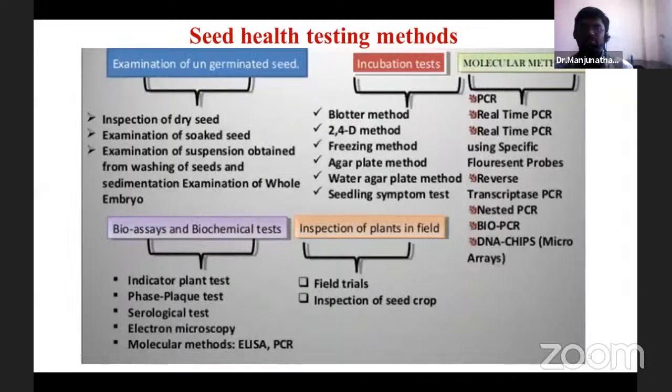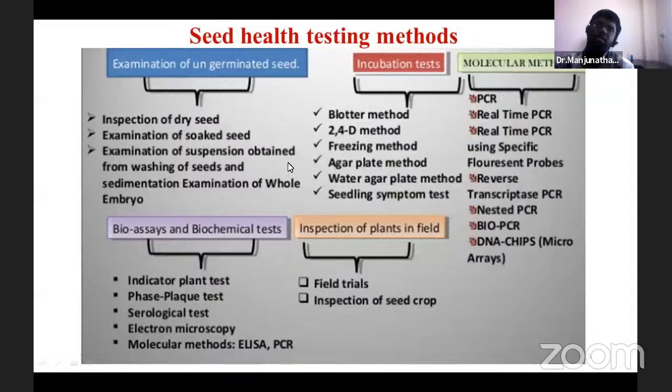Methods, molecular methods, and serological methods. Here I have enlisted different methods. The physical methods are infection by dry seed, soaking method, the suspension of wash method, and microscopic methods, and by using indicator plants, what we can call bioassay or biochemical test. Then different incubation methods: blotter method, 2,4-D method, freezing method. Then the advanced methods like molecular methods and some serological methods.